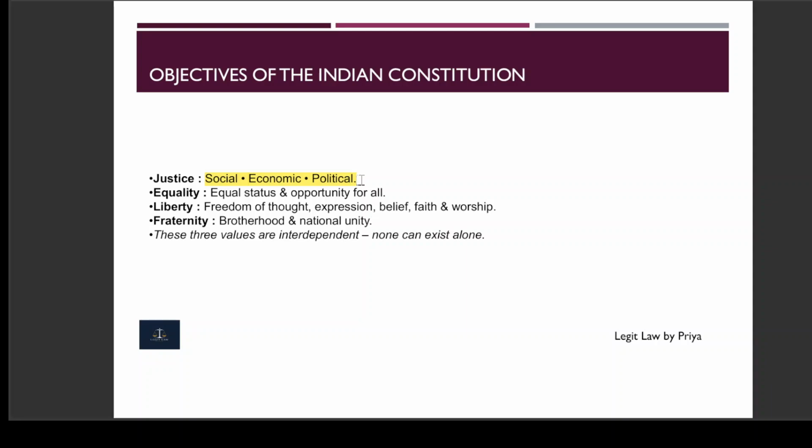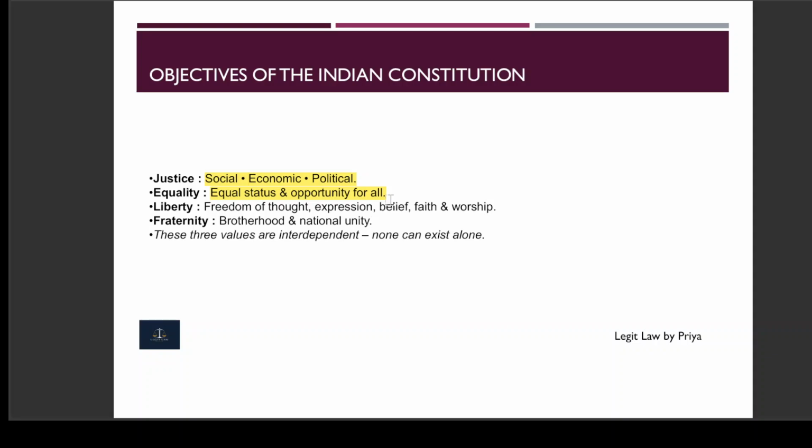Whereas coming to equality, it says that it removes privileges and guarantees equal opportunity for all. Article 14 says the same: there will be equality and no privileges given to people. You will not be treated differently if you are poor or you are from an upper caste. It means everyone is equal before the law, and you will get equality of status and equality of opportunity.